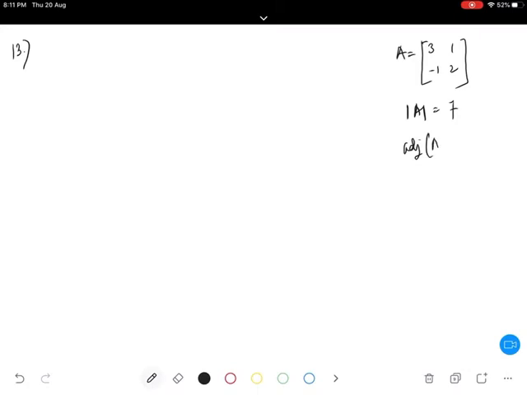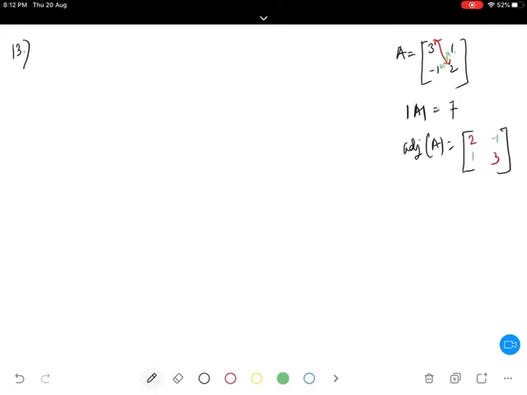When I find the adjoint of A, there is a shortcut. I will interchange these two elements, so this becomes 2 and this becomes 3. I will also change the signs of these other two elements, so 1 becomes minus 1 and minus 1 becomes plus 1. This is the shortcut to find the adjoint of a 2 cross 2 matrix. It is not possible for 3 cross 3; it is only applicable for 2 cross 2.